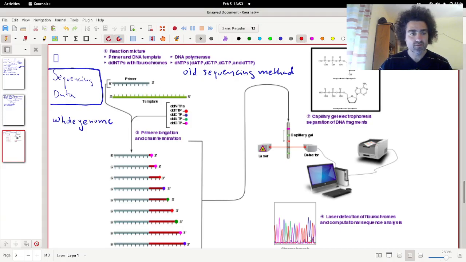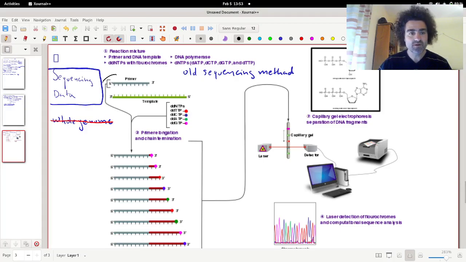So this, you cannot really do it with Sanger sequencing, even if they did it actually 20 years ago, more or less. With Sanger sequencing you can get a sequence of a specific region of the genome and so on, but you cannot get whole genome data. And how it works is really simple.